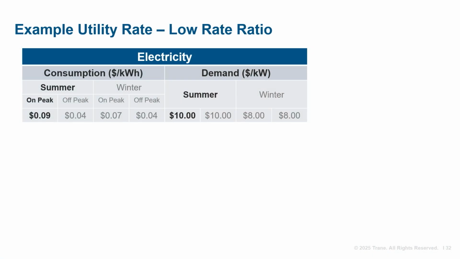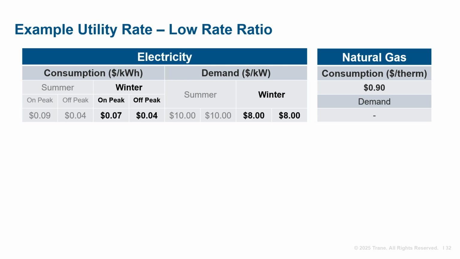Let's start there, the low rate ratio, where the cost difference between electricity and natural gas is small. Here's our time of use utility rate. During summer on peak, our client pays 9 cents per kilowatt hour and $10 per kilowatt. During the off-peak summer period, they pay 4 cents per kilowatt hour and $10 per kilowatt. During the winter time, there is a reduction in on-peak, off-peak, and demand charges. Finally, our client pays 90 cents per therm for natural gas. This results in a rate ratio of 2.6.